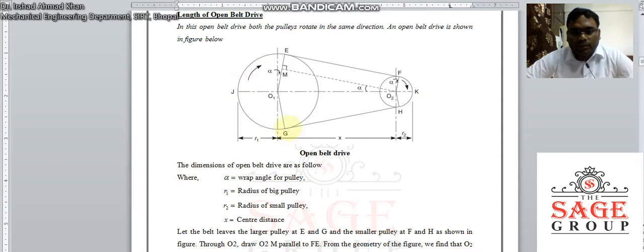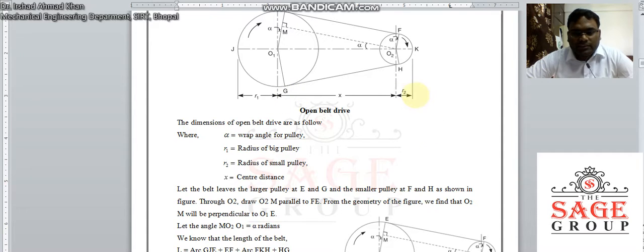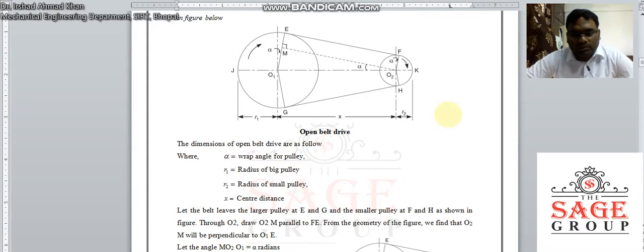This is the big pulley and this is the small pulley, and this angle alpha is the wrap angle of the pulley. r1 is the radius of the big pulley and r2 is the radius of the small pulley. Then x is the distance between the two pulleys. So, dear students, we have to find the length of the belt. How can you find it?